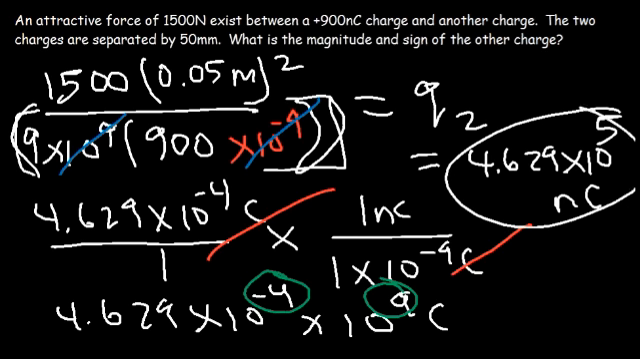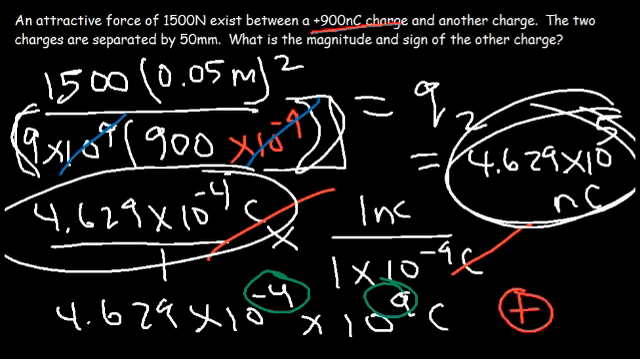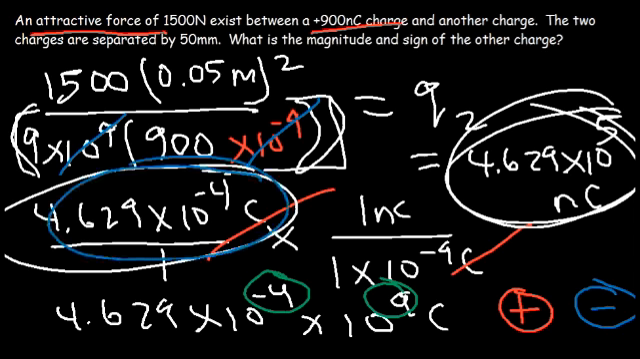Now what about the sign of the charge? We have the magnitude. We have it in coulombs and nanocoulombs. But what is the sign of the other charge? We know the first charge is a positive charge, and we know that we have an attractive force. And only unlike charges attract, or opposite charges. So if this charge is positive, the opposite charge to it is negative. So Q2 has a magnitude of 4.6 times 10 to the minus 4 coulombs, and the sign is negative.